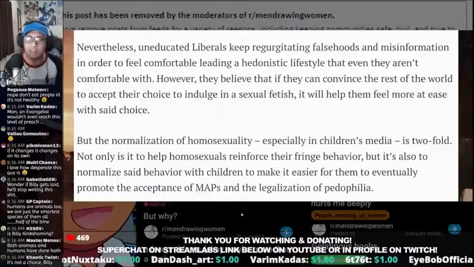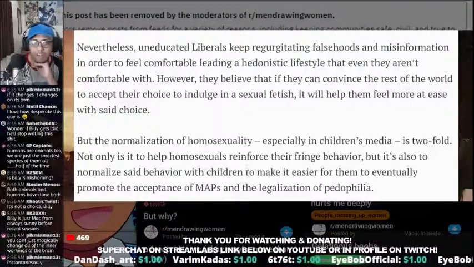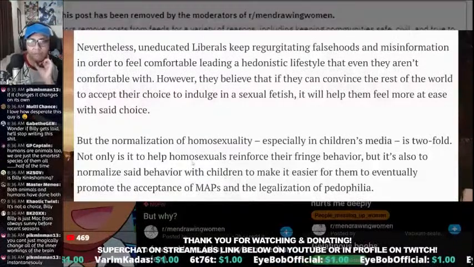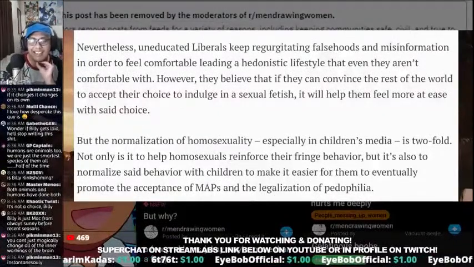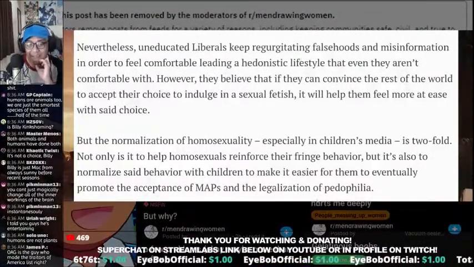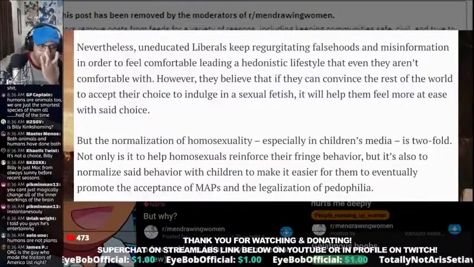But the normalization of homosexuality, especially in children's media, is twofold. Not only is it to help homosexuals reinforce their fringe behavior, but it is also to normalize said behavior with children to make it easier for them to eventually promote the acceptance of MAPs and the legalization of pedophilia. There you go. So LGBT, I suppose Billy goes LGBTQ plus whatever leads into pedophilia. Okay.